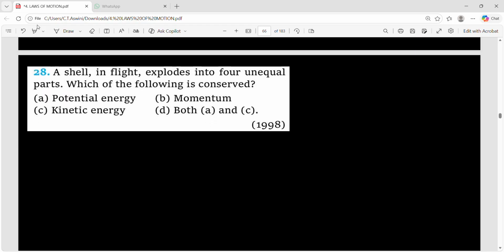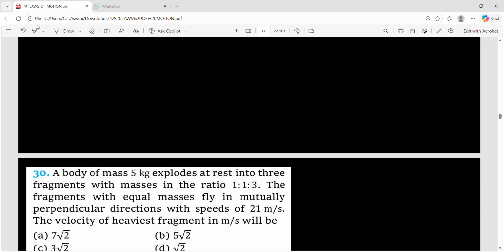We'll do few more questions. A shell in flight explodes into 4 unequal parts. Which of the following is conserved? See, generally in explosion, what remains constant? What remains conserved? Linear momentum, right? So answer is option B.